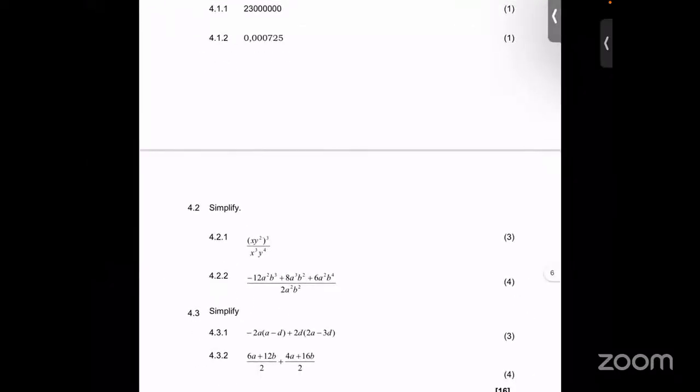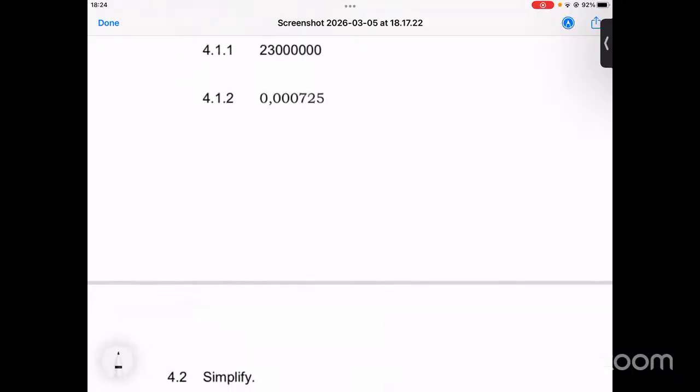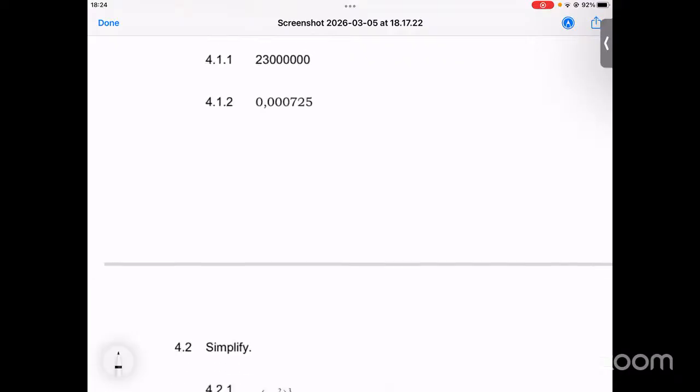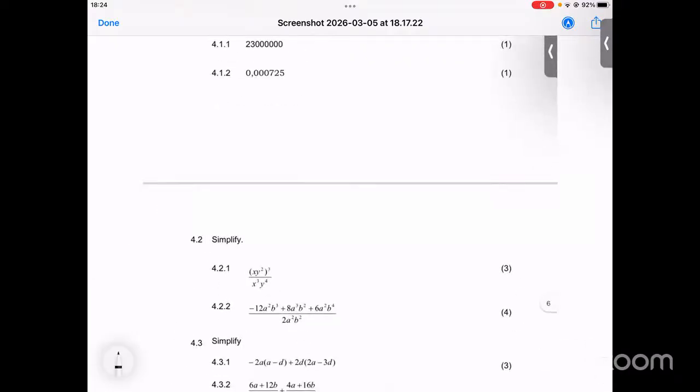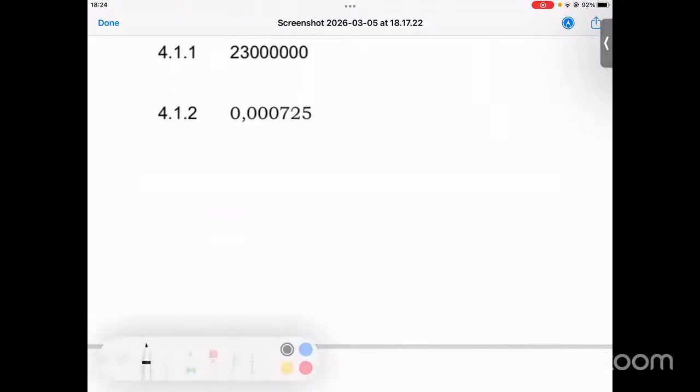Okay, so without wasting much of my precious time, not only mine, but also your precious time, I would like to just very quickly take you through what is expected of you in this exam paper. So 4.1.1, I think the question is cut off, but they wanted you to write these numbers in scientific notation.